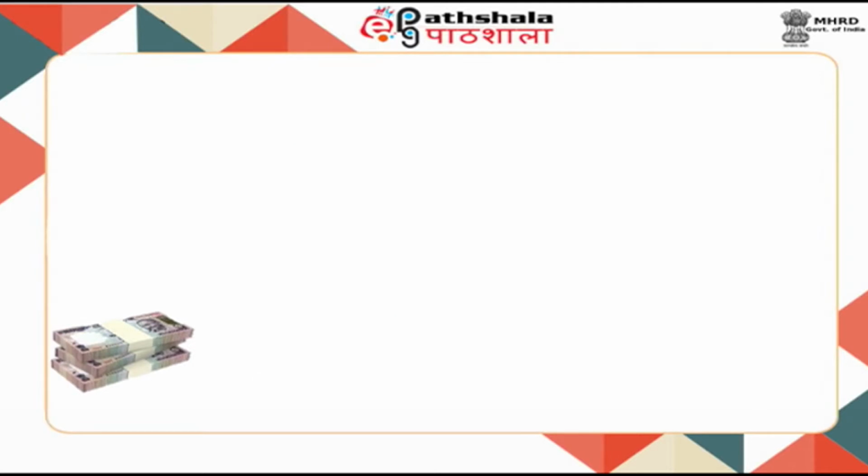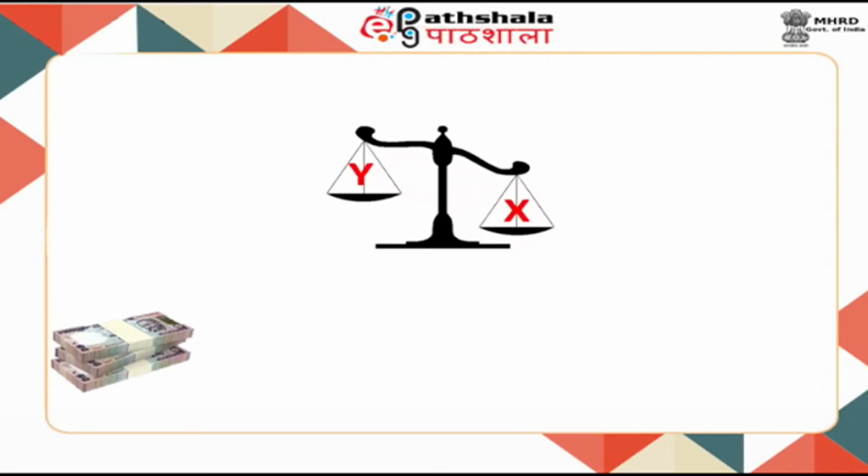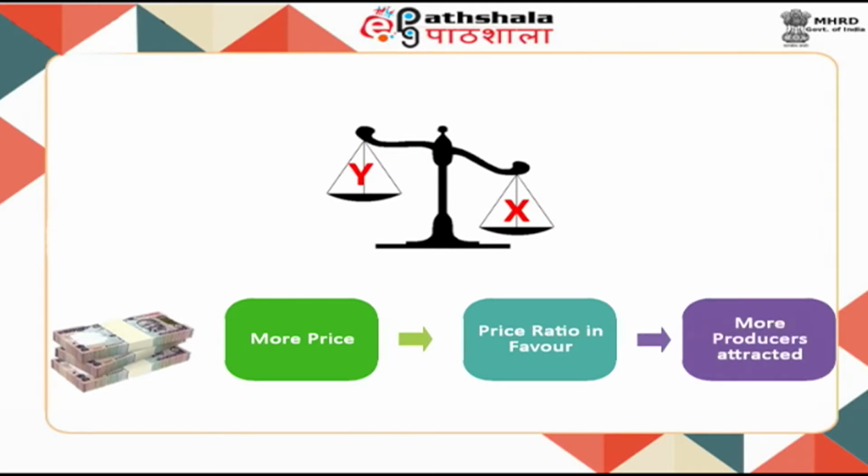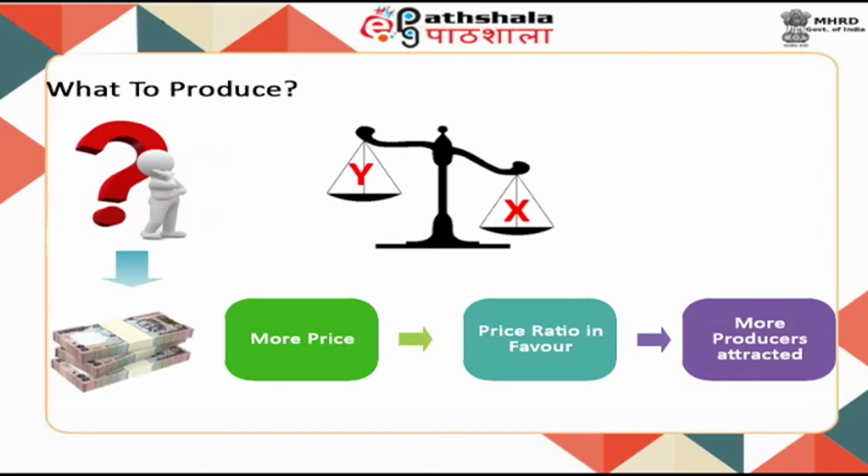If the demand for commodity X is more, then the price of X would be more. The price ratio will tilt in favor of X against commodity Y. This would attract producers to produce more of the commodity X. This is how the question of what to produce is solved. The pricing in the product market helps to solve the problem.